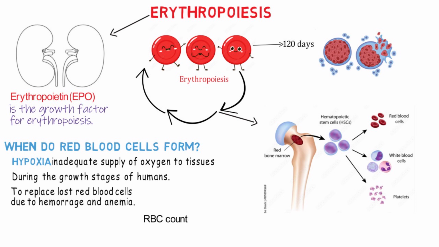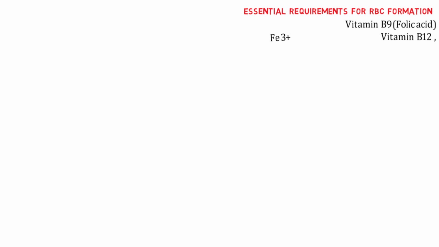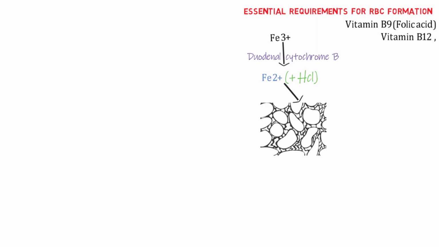So let's quickly see some essential nutrients needed to facilitate this process of red blood cell formation. And those nutrients are vitamin B12, folic acid or vitamin B9, and iron. So iron in its 3+ state is reduced to iron in the 2+ state by a reductase called duodenal cytochrome B, and it's transported to the cell alongside HCl, but it's converted back to iron in the 3+ state before it's released into the bloodstream.